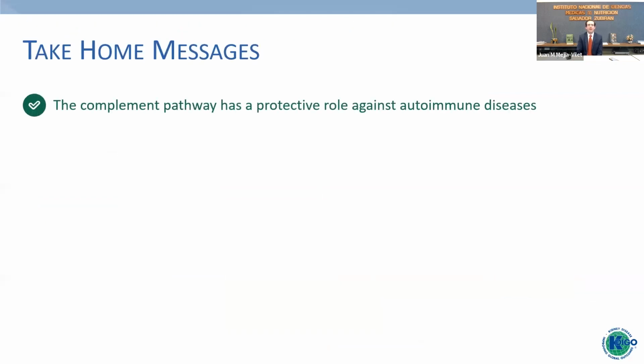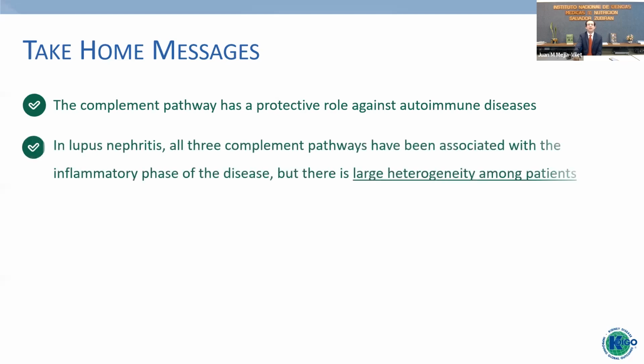So the take-home messages are, first, we have to acknowledge that there's a protective role of the complement pathway against development of autoimmune diseases. It is pretty clear that during the inflammatory phase of the disease, complement is activated. The problem is that there is large heterogeneity among patients, and we need to find biomarkers to get to an individual treatment.